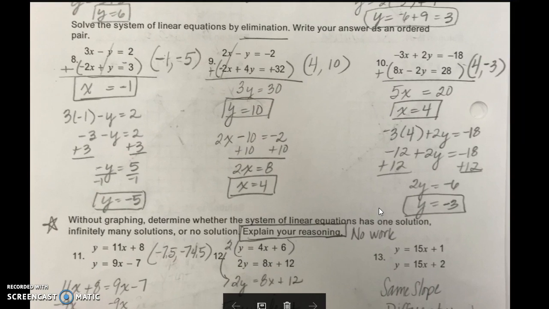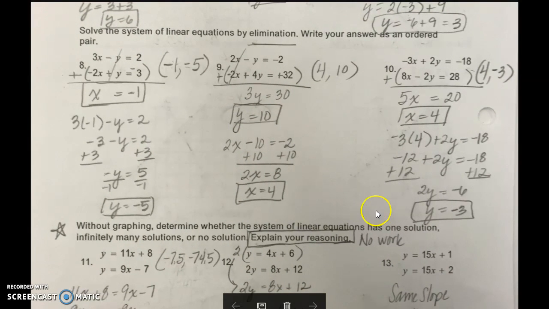Okay, moving on to the next 3. This time we're solving by elimination. Remember, we use elimination when both equations are already in standard form, so x and y are on the same side. Remember, first we want to decide if we should add or subtract.